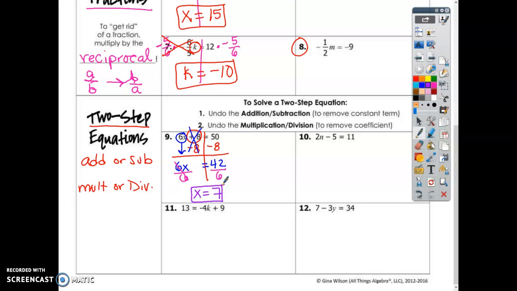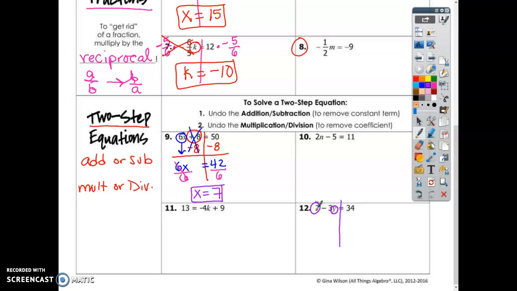Let's do one more. I'm going to do number 12. I want the y by itself. The y is being multiplied by the negative 3. So you do not get rid of the negative 3 first. You're going to get rid of the 7 first. Cancelas el 7 primero.